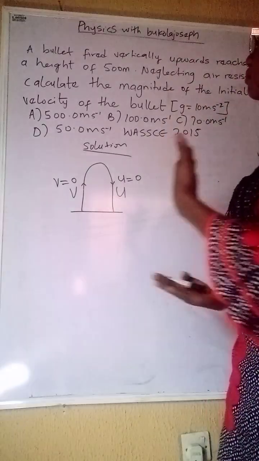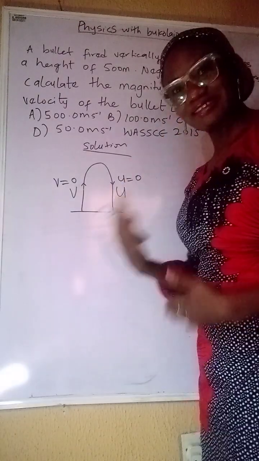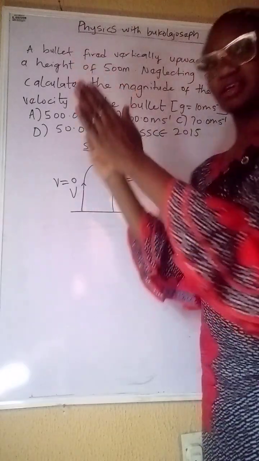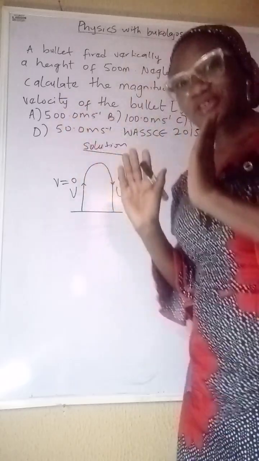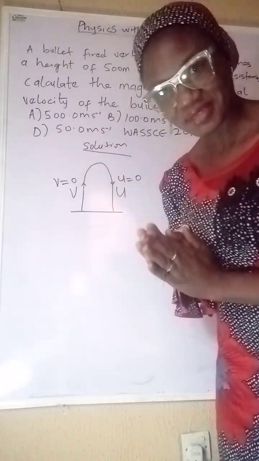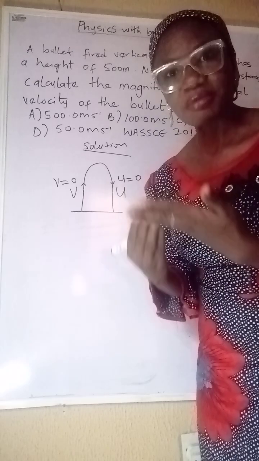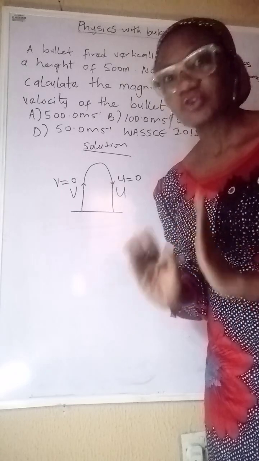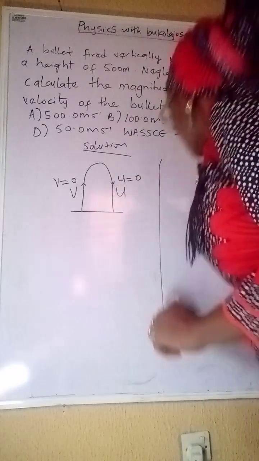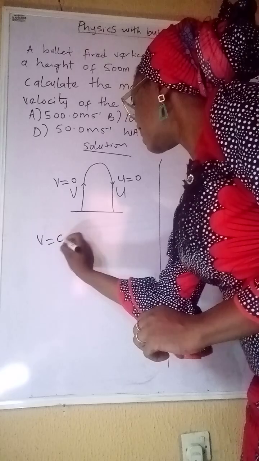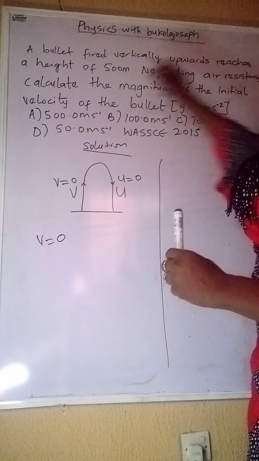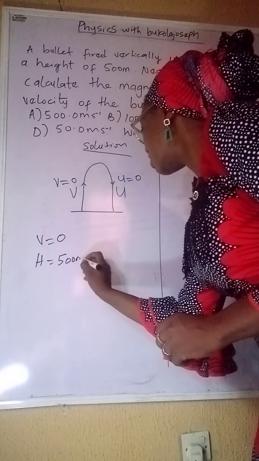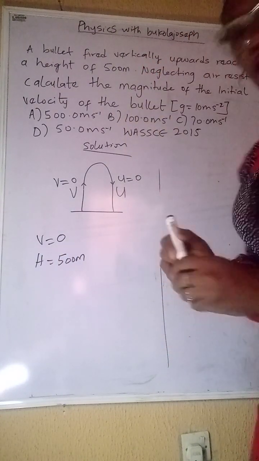So now let's go back to the problem. I have done a refresher on this. A bullet fired vertically upward. What did I say about upward motion? Even if you are not given, it means that V is equal to 0. If it is downward, U is 0. So V is equal to 0. Reaches a height, so H is equal to 500 meters.